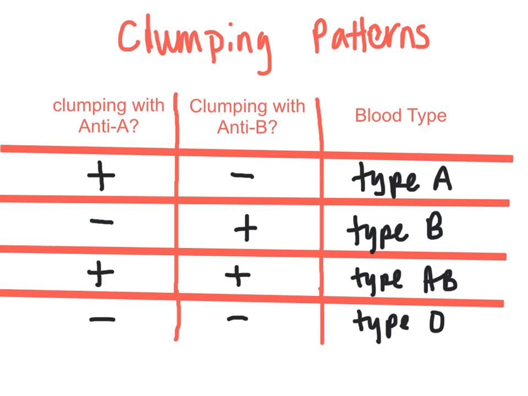Now, the key thing to remember is that if you have clumping with one but not the other, the clumping tells you what your blood type is. If you have clumping with both, that means you're type AB, so you have both A and B. And if you don't have clumping with either, you would be type O. This chart might be good to write in your sheet just so you have it to remember and to go off of. The last thing is cleanup.